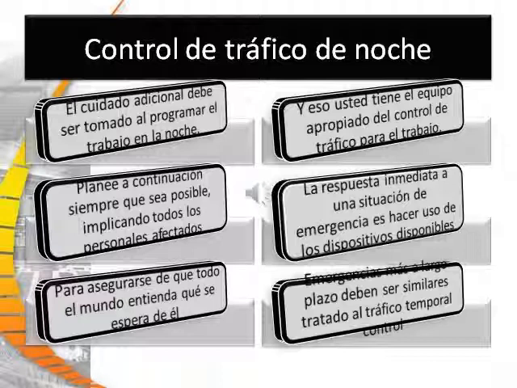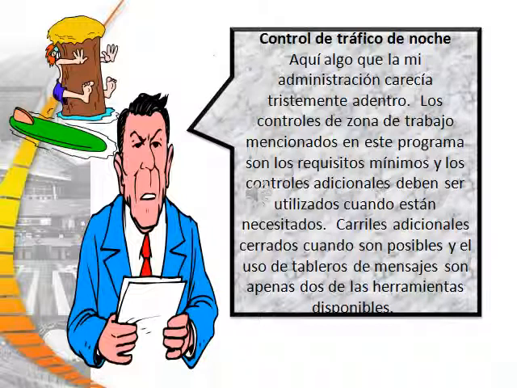The immediate response to an emergency situation is to make use of available devices. Longer-term emergencies should be treated similar to temporary traffic control. Nighttime traffic control: the work zones mentioned in this program are minimum requirements, and extra control should be utilized when needed. Closing additional lanes when possible and using message boards are just two tools that are available.